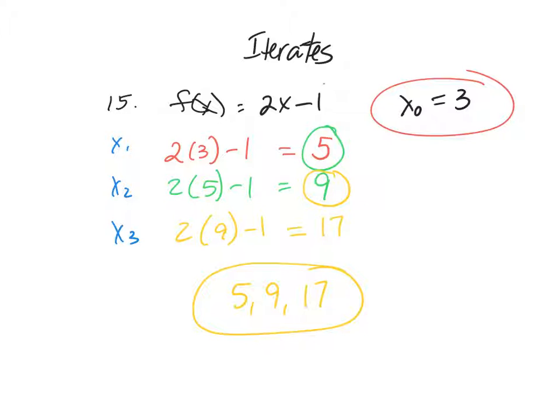So go ahead and put this in your calculator under the y equals screen. 2x minus 1. Hit second window and turn the first auto to ask. Okay? And now hit second graph and type in a 3. Does it give you a 5? Now type in a 5. Does it give you a 9? Yes. Now type in a 9. Does it give you a 17? Yes. So you know you're right. Check your work so you don't make mistakes on this one, because this is easy.